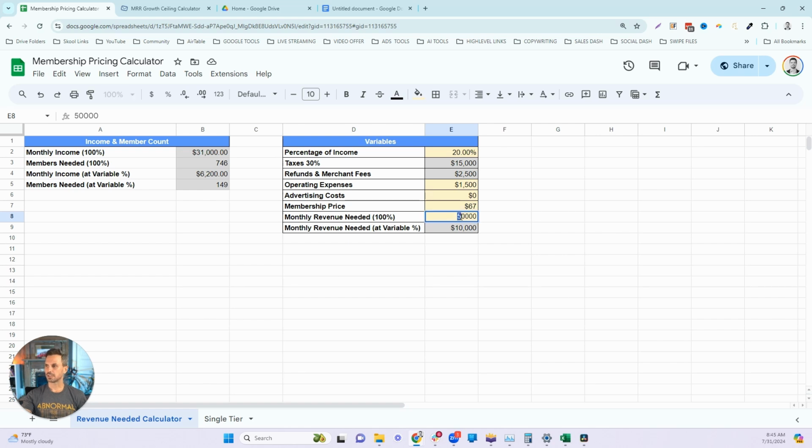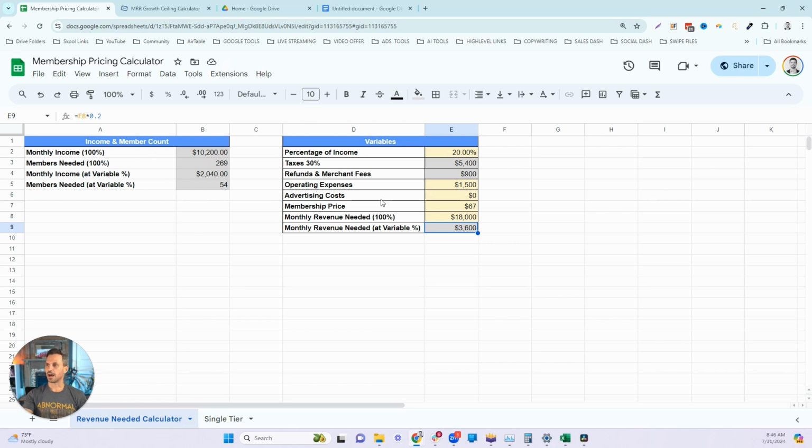To do that, I'm just going to take this down to, let's just say, $20,000 and see if that gets us there. All right, so at $20,000 in revenue per month, we're going to bring in a monthly income of $11,500 based on the numbers that we plugged in here. So we need to bring this down a little bit more to get it closer to $10,000. So I'm going to say $18,000 in revenue. All right, so $18,000 in revenue is going to bring in a monthly income of $10,200.